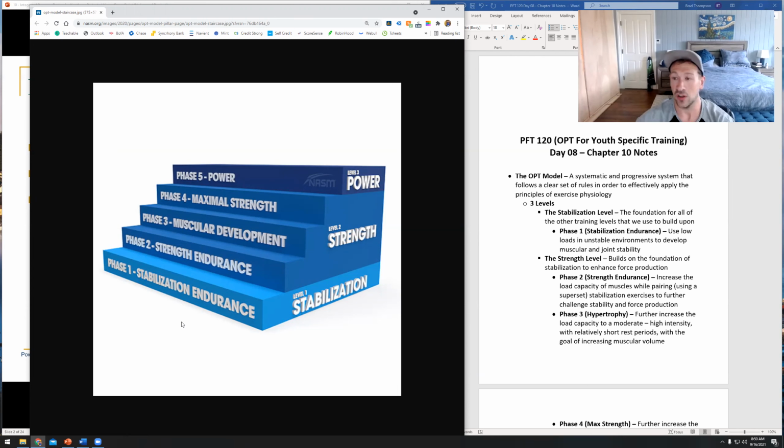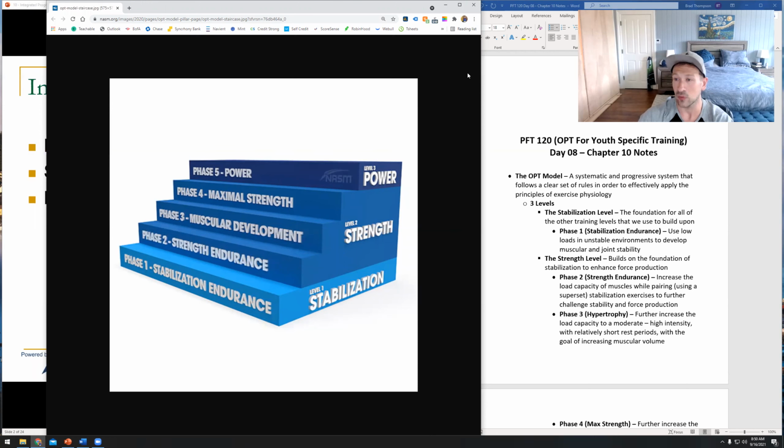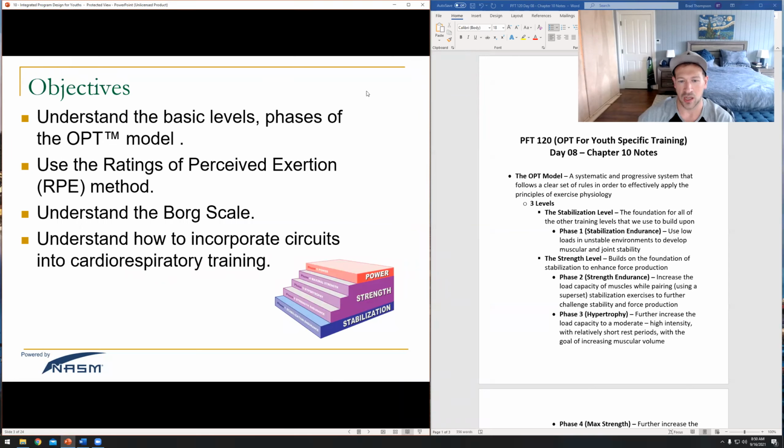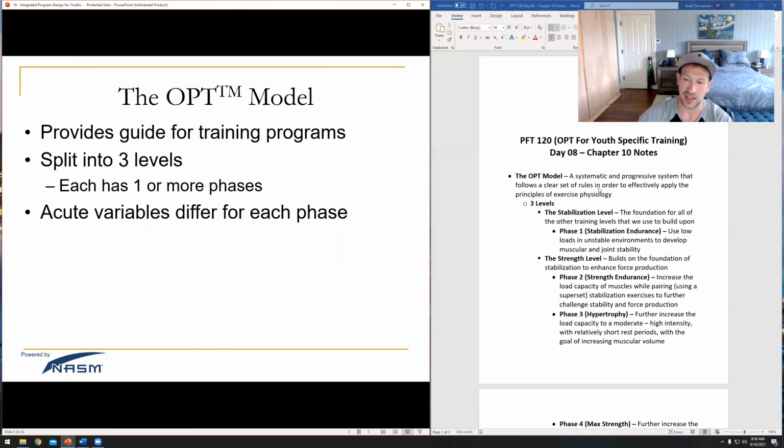This takes all that information and breaks it down into a system that makes it very easy for you to apply these physiologic principles to your client without having to go back and consider every physiology lesson you've ever taken. It's very practical, very systematic, it builds upon itself, and it's a periodized way of approaching program design. So today our goal is to break down the entire OPT model and all of its rules so that we can effectively integrate it into our programs for our clients.